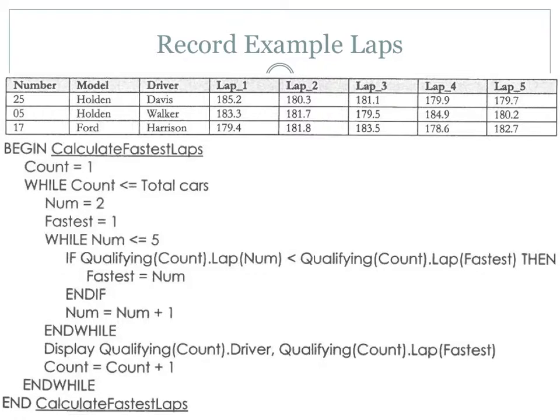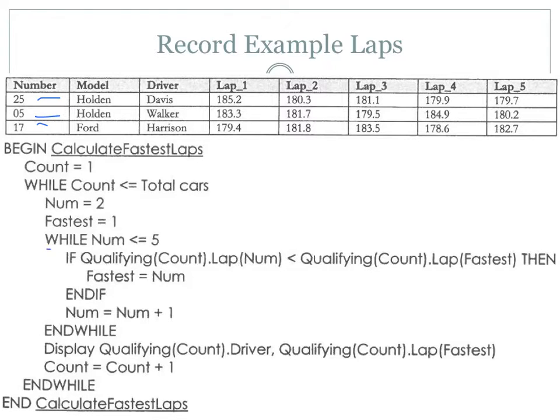Here's the pseudocode that will calculate which driver did the fastest lap. So begin, calculate fastest laps. Count equals 1, so I start the count at 1. While count is less than or equal to the total number of cars, even though I've done random examples here, 25, 05, 17, you assume it starts at 1 and goes up to whichever number. Then num is set to 2, and fastest is set to lap 1.